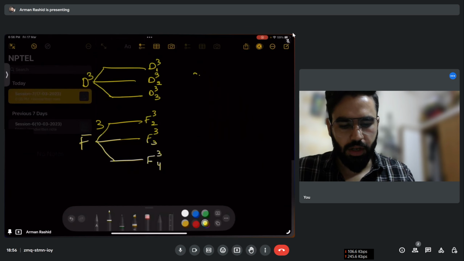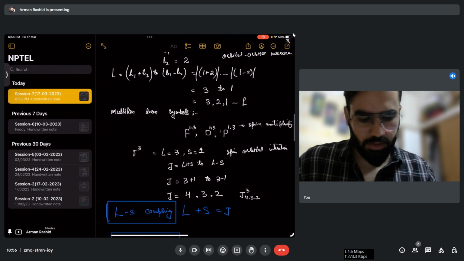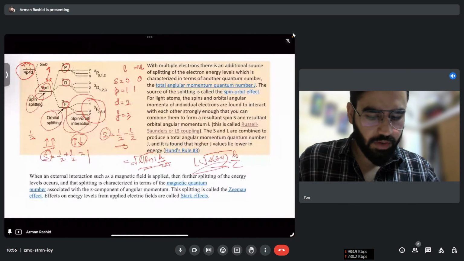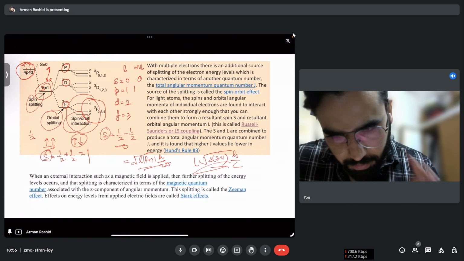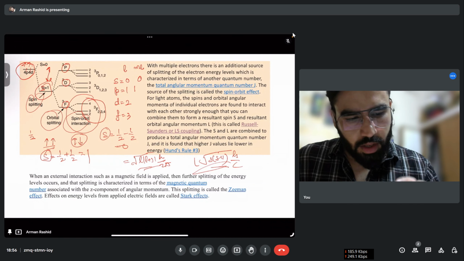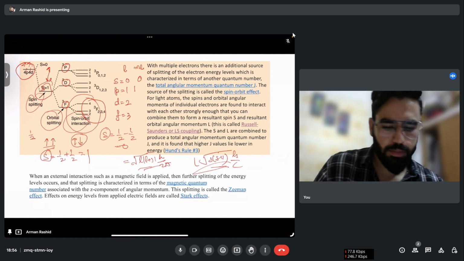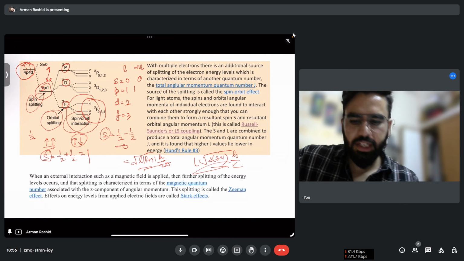I have told you previously that there are two types of couplings. One is Russell-Sanders coupling, and the second is called JJ. What we have done is Russell-Sanders coupling, which is only true for lower atomic numbers; for higher atomic numbers you have JJ coupling. The S and L are combined to produce the total angular quantum number. Now we have created different states.